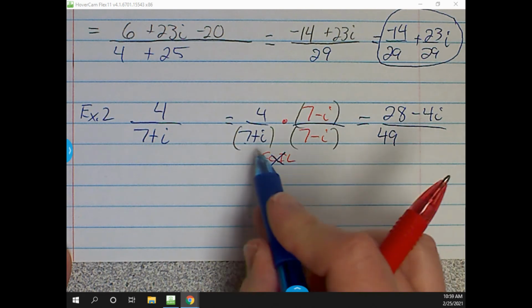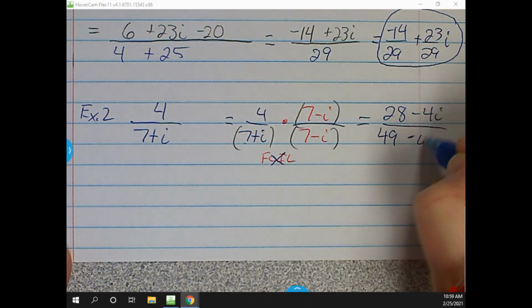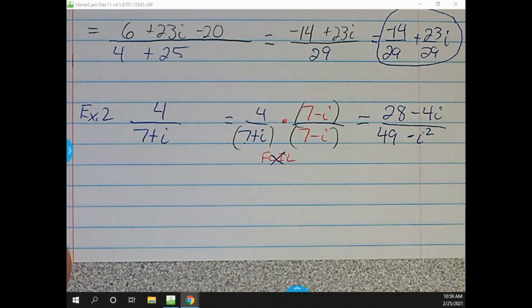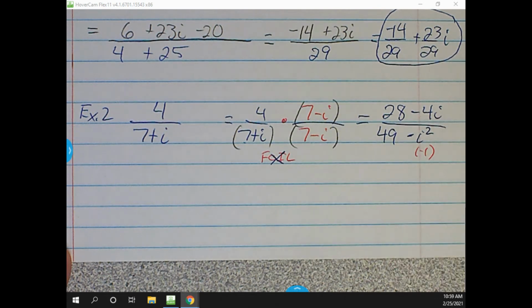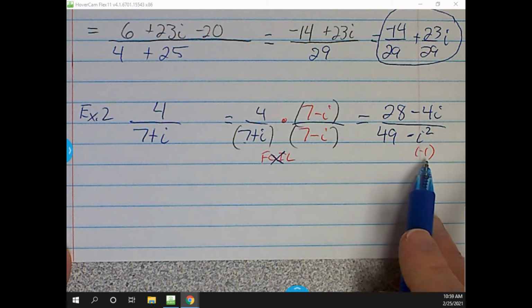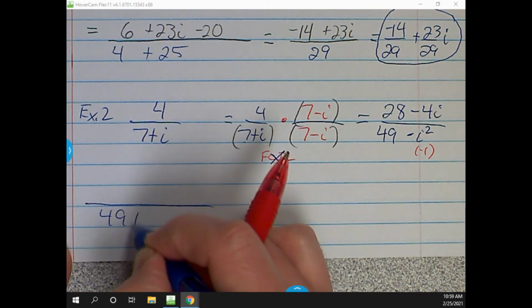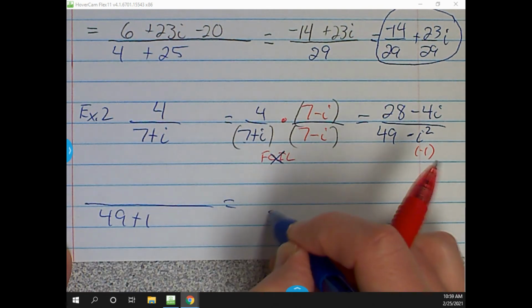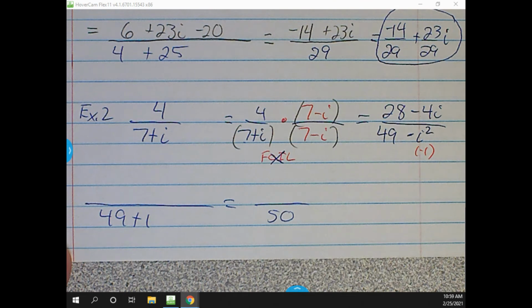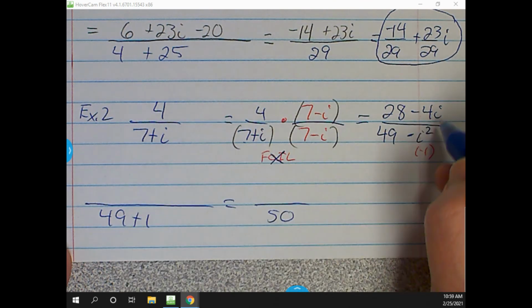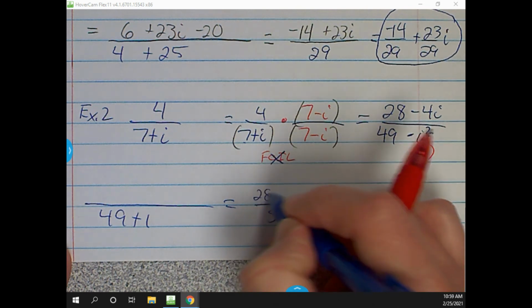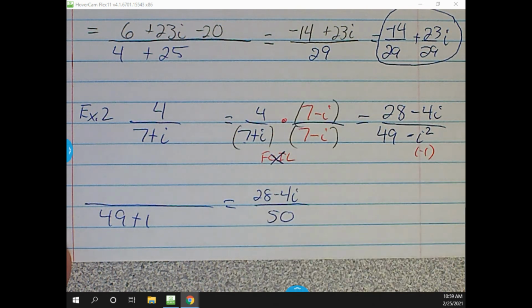And then you've got a positive i times a negative i. That's a negative i squared. And again, you'll take out the i squared and replace it with negative 1. So really it's 49 minus negative 1. So that's 49 plus 1. So that would equal 50. Okay, and that would have been the same. 28 minus 4i would have been on the top, so that would have put us there, just bringing that down.